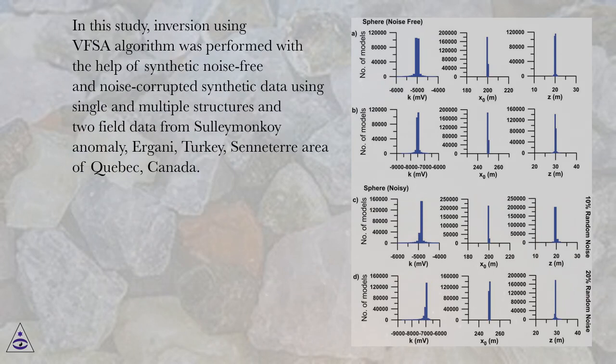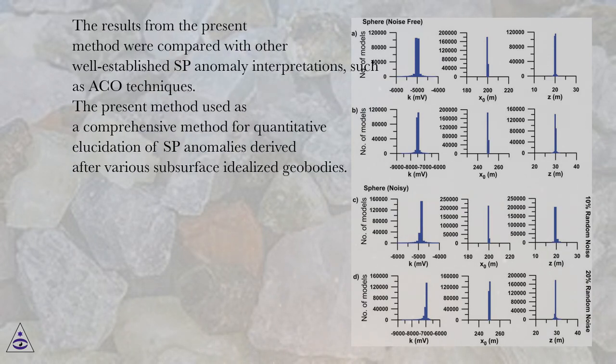In this study, inversion using the VFSA algorithm was performed with the help of synthetic noise-free and noise-corrupted synthetic data using single and multiple structures and two field data sets from the Seli̇mköy anomaly, Urğani, Turkey, and Sterrett area of Quebec, Canada. The results from the present method were compared with other well-established SP anomaly interpretations, such as ACO techniques. The present method is used as a comprehensive method for quantitative elucidation of SP anomalies derived from various subsurface idealized geobodies.